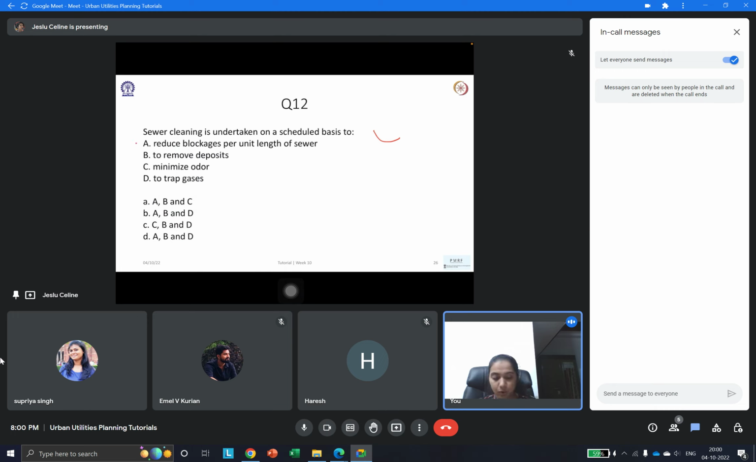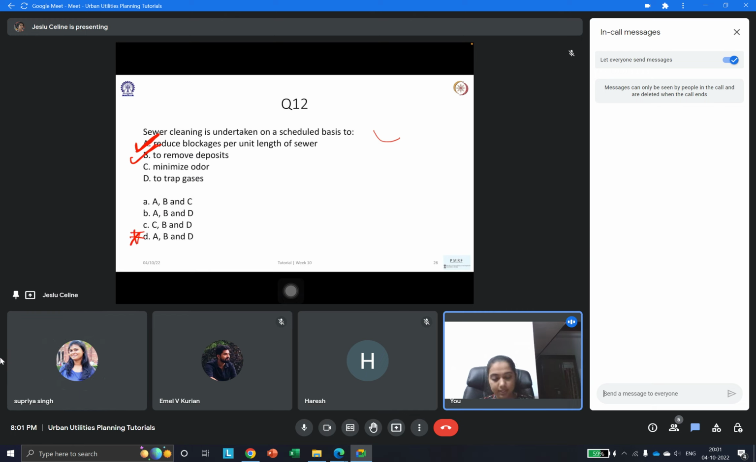Okay, so reduce blockages. Is it right or wrong? Right. Okay, so it is right. To remove deposits, right. Minimize odor, not sure. D is right. Trap gases, maybe. A, B, D. ABD is what you're saying.